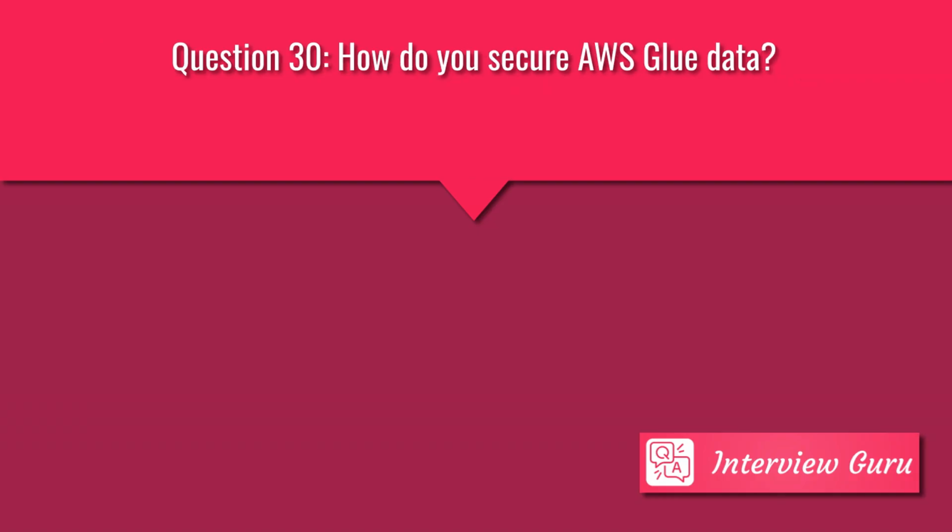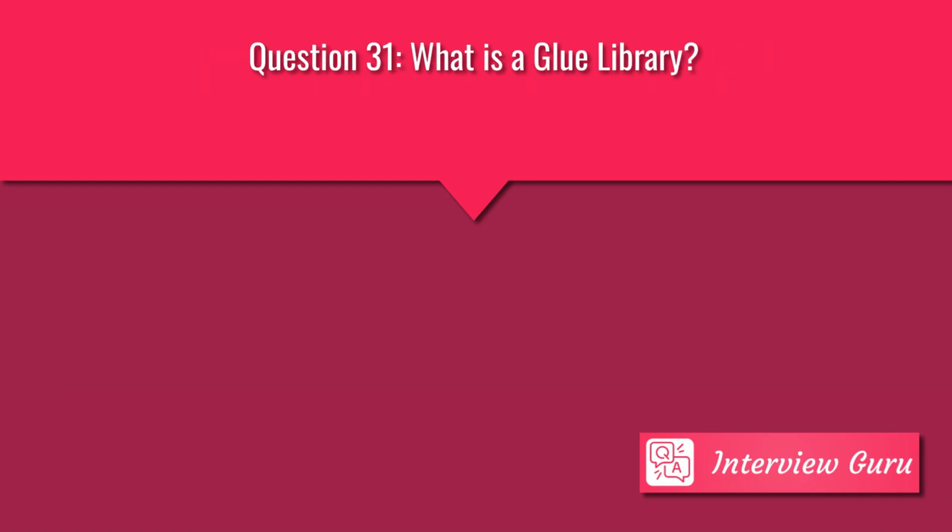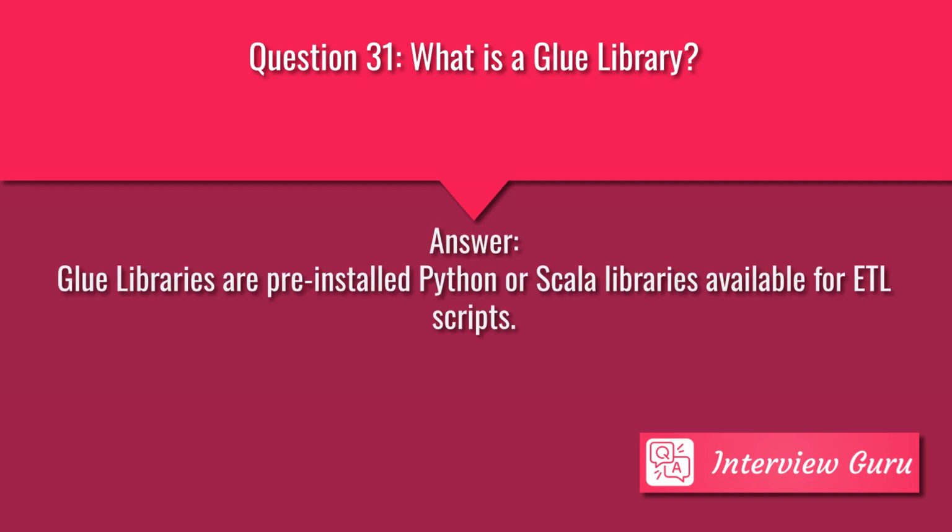Question 30. How do you secure AWS Glue data? You use IAM roles, KMS encryption, and VPC endpoints to secure Glue resources. Question 31. What is a Glue library? Glue libraries are pre-installed Python or Scala libraries available for ETL scripts.